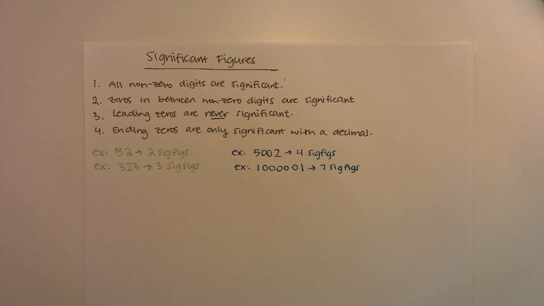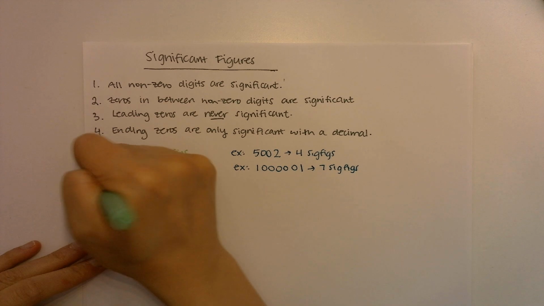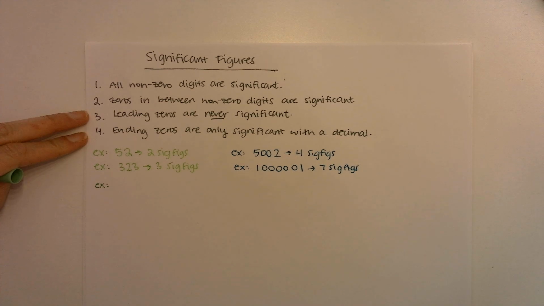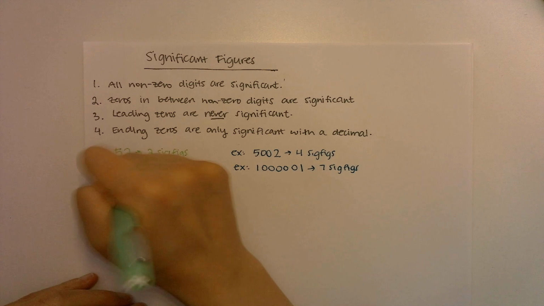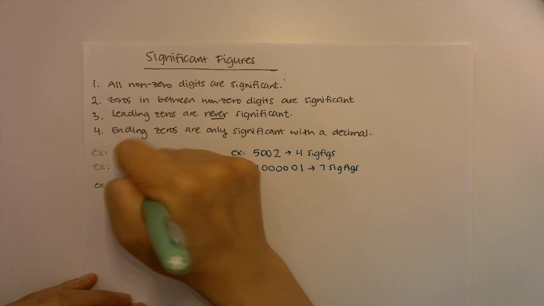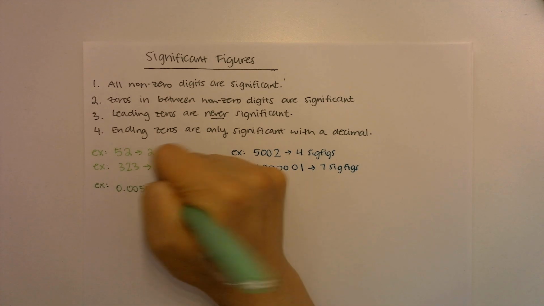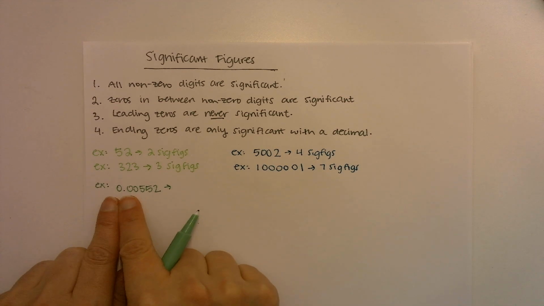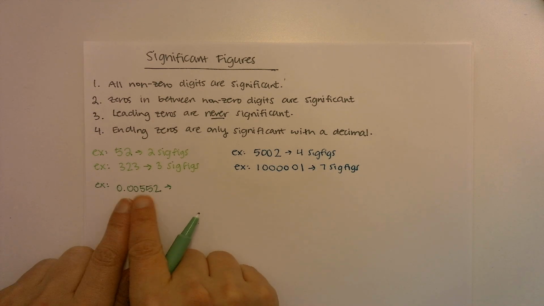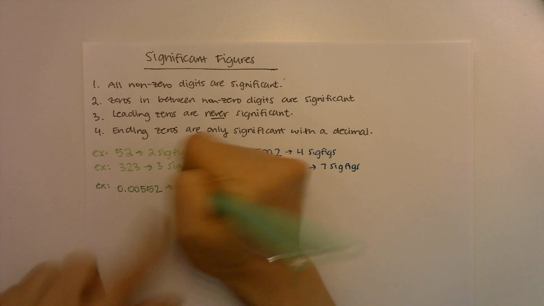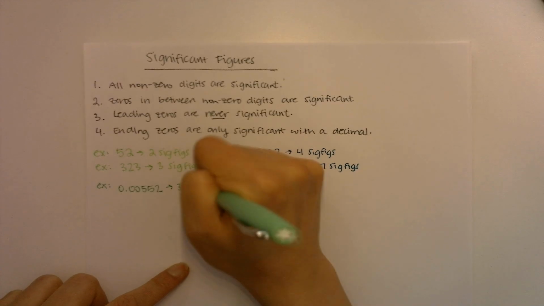Alright, rule number 3 has to do with leading zeros. Between rules 3 and 4, it's very important that you understand the difference between leading versus ending zeros. Leading zeros are the zeros that are before non-zero digits. For example, if I have 0.00552, when you look at these zeros in the beginning, these are leading zeros. Leading zeros never, ever count. They are never significant. So we only start counting from the non-zero digit. So I have 5, 5, and 2. This example would be 3 sig figs.